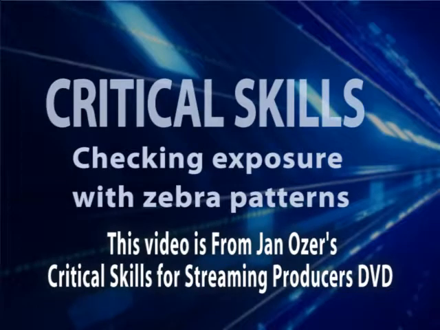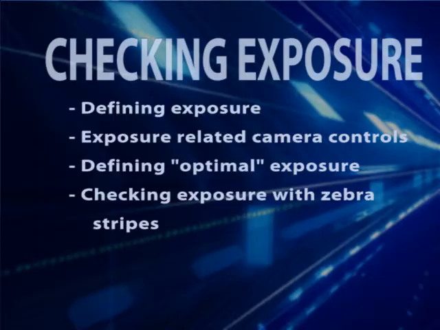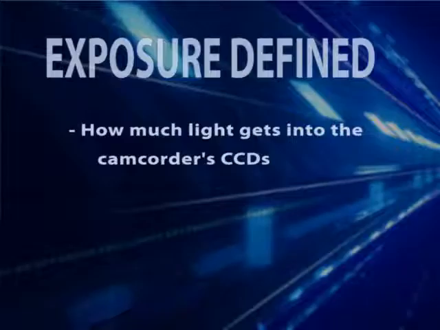This video describes how to use your camcorder's zebra patterns to check exposure on the set. After defining exposure, I'll discuss the controls on your camcorder that affect exposure and describe when and how to use them. Then I'll discuss the elements of optimal exposure and discuss how to use your camcorder's zebra stripes to make sure that you achieve optimal exposure on the set.